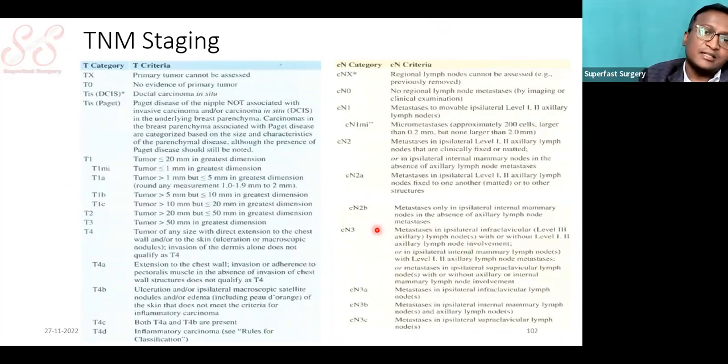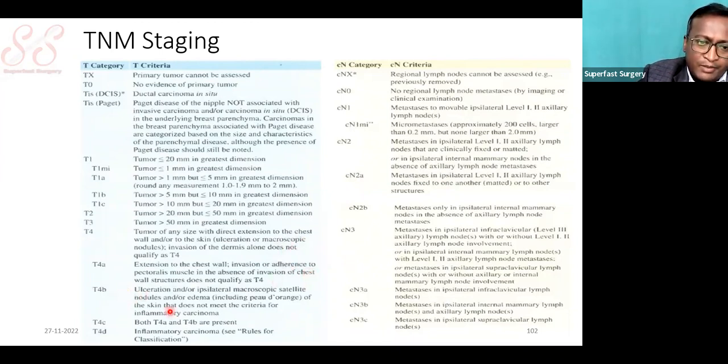So T1 is less than 2 cm, T2 is 2 to 5 cm, T3 is more than 5 cm, T4 has A, B, C, D. A is chest wall invasion. But what is chest wall invasion? It is not pectoralis major, it is SIR. SIR is serratus anterior, I for intercostal muscle, and R for ribs.